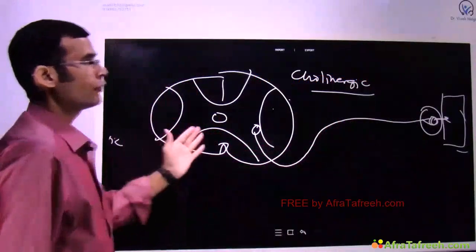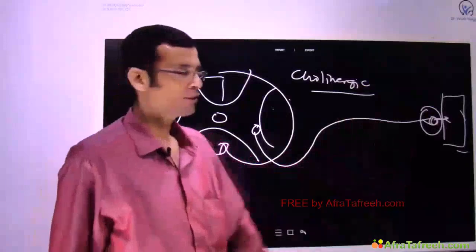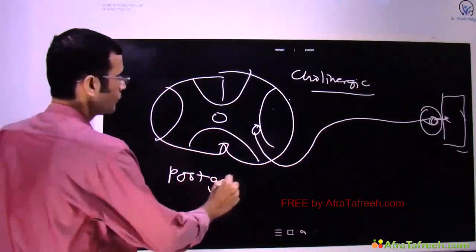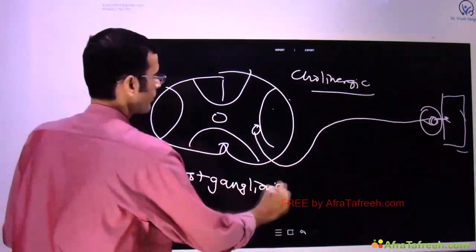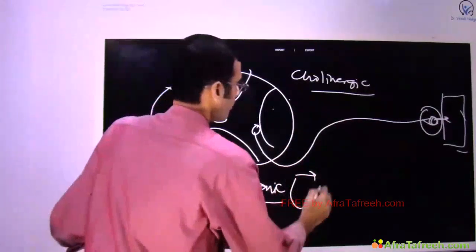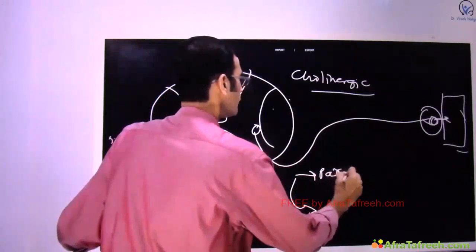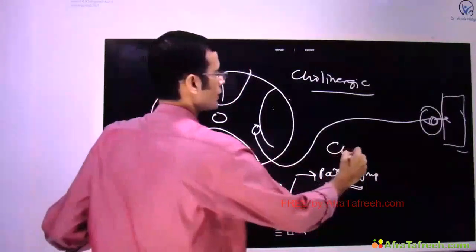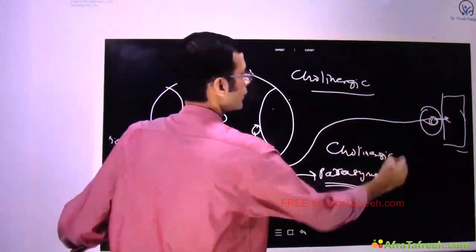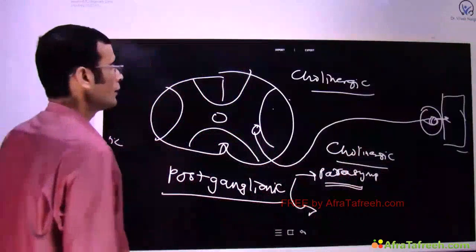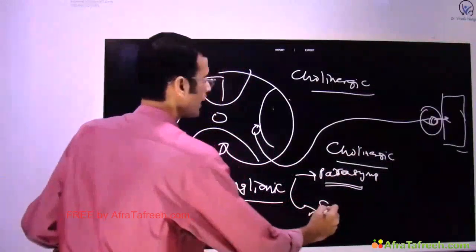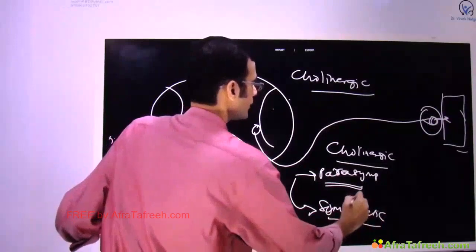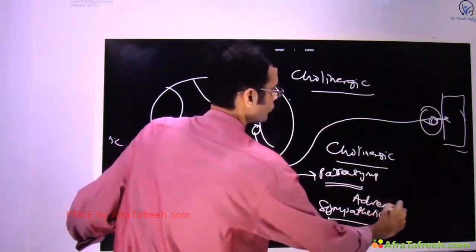Now, therefore, ganglionic transmission is a cholinergic transmission. So far as the postganglionic nerves are concerned, parasympathetic postganglionic nerves are also cholinergic. They have acetylcholine as a neurotransmitter, whereas postganglionic sympathetic nerves are adrenergic nerves or noradrenergic nerves.